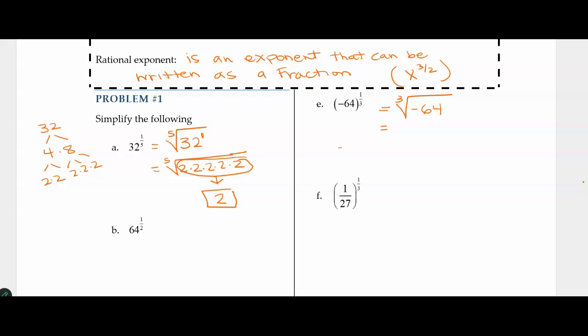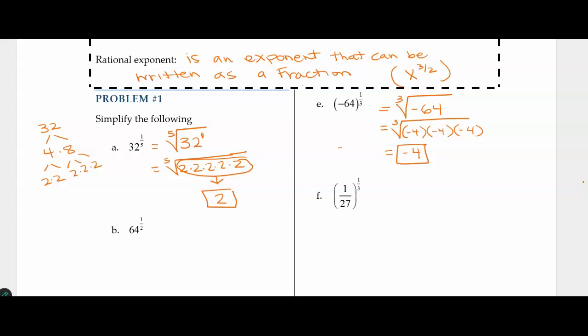But 4 times 4 times 4 is 64. So if I have negative 4 times negative 4 times negative 4, and I do the cubed root of it, that's just going to give me negative 4 for my answer. Again, we've got a root that is odd, so I can find the answer to that.